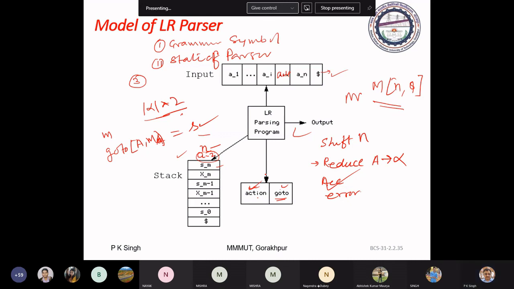This is the way this parser works. This parser may be SLR, CLR, or LALR. All parsers work in the same manner.